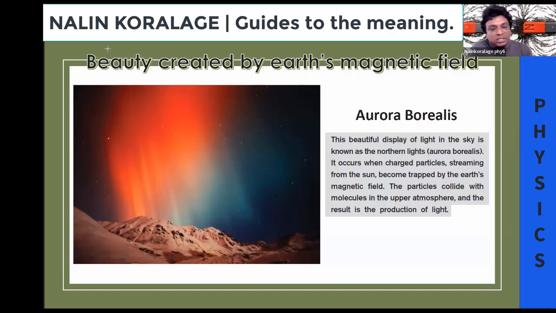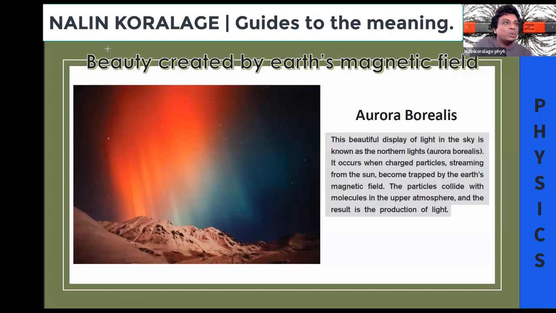It is also known as the aurora borealis, and it occurs when charged particles streaming from the sun, meaning particles getting out of the sun or repelled, escape from the sun and become trapped by the Earth's magnetic field. So Earth's magnetic field is the one responsible for all these glowing, beautiful illuminations. See how this magnetic field is kind of important.